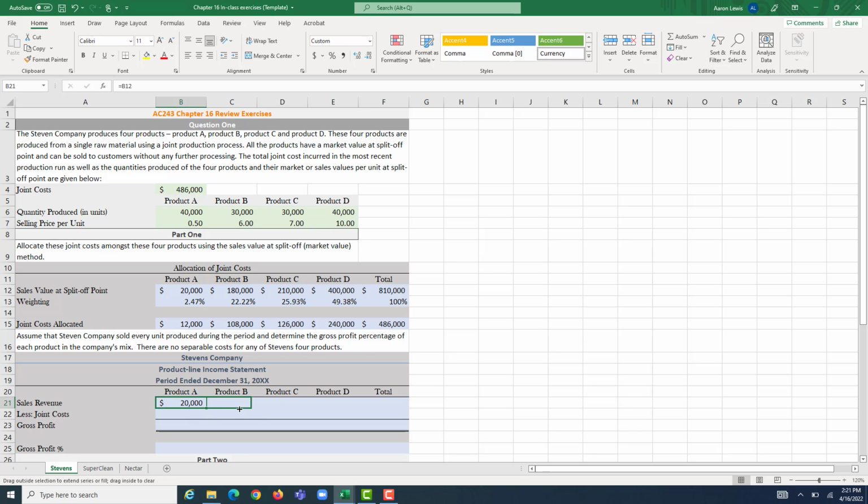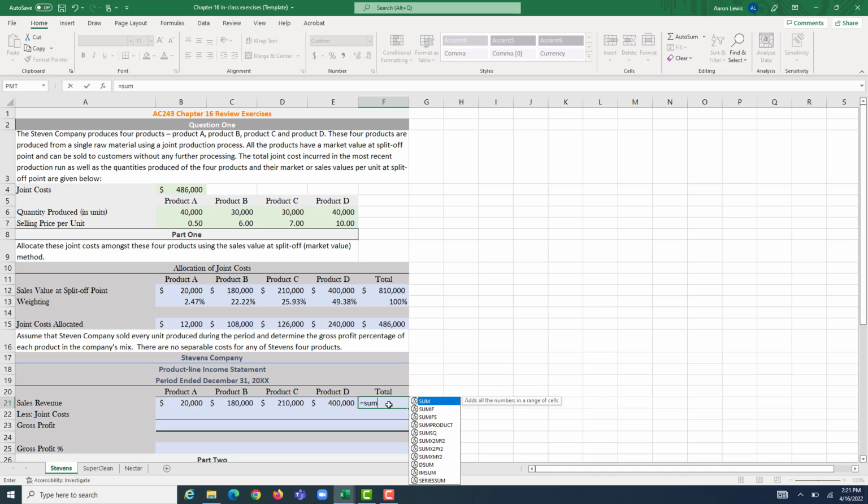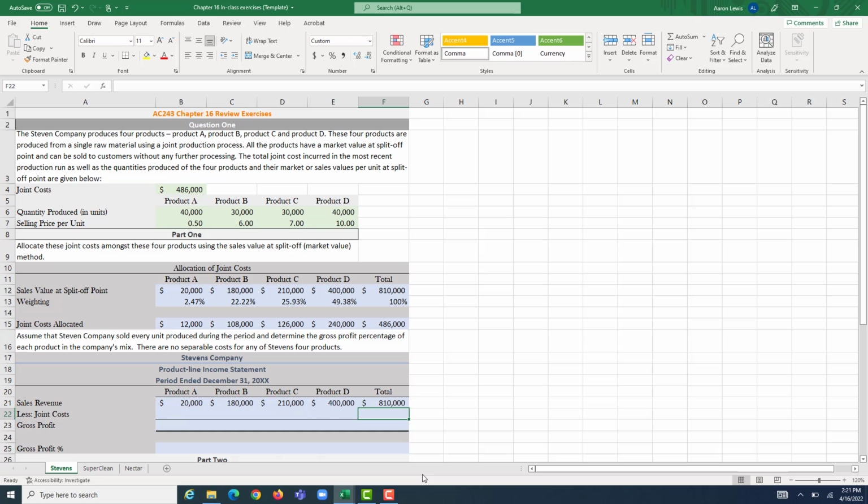And it's $20,000 for product A, $180,000 for product B, $210,000 for product C, and $400,000 for product D. Means that in total we had $810,000 worth of sales. Our joint costs, we just determined that we're going to allocate is $12,000 to product A, $108,000 to product B, $126,000 to product C, $240,000 to product D, for a total of $486,000. Let's copy those numbers into our table. There we go.